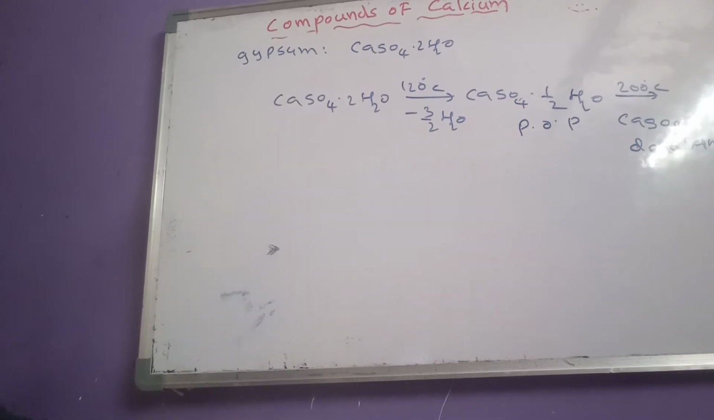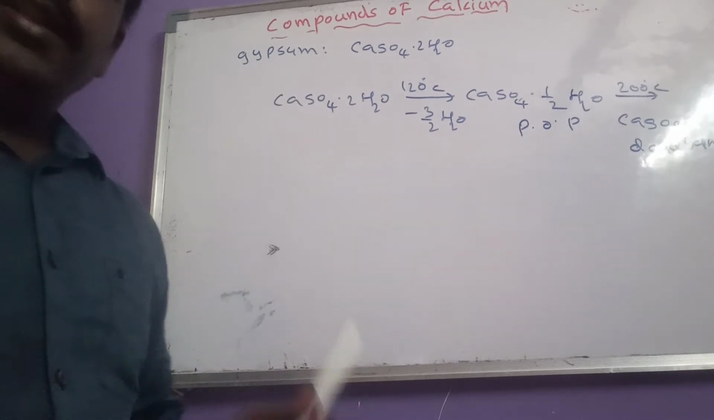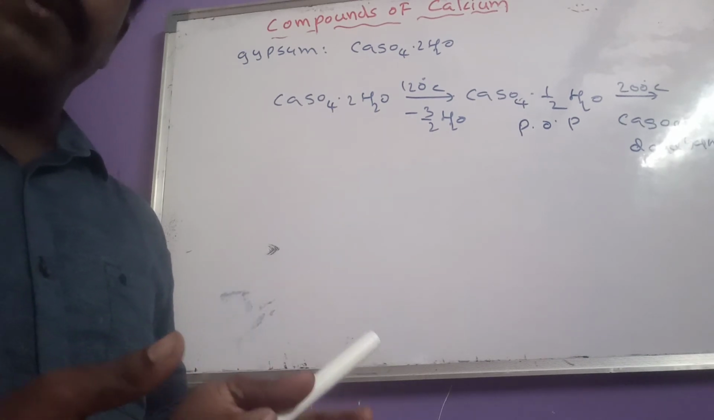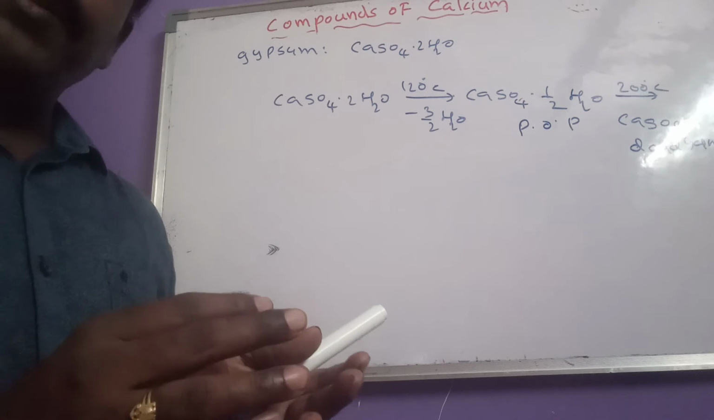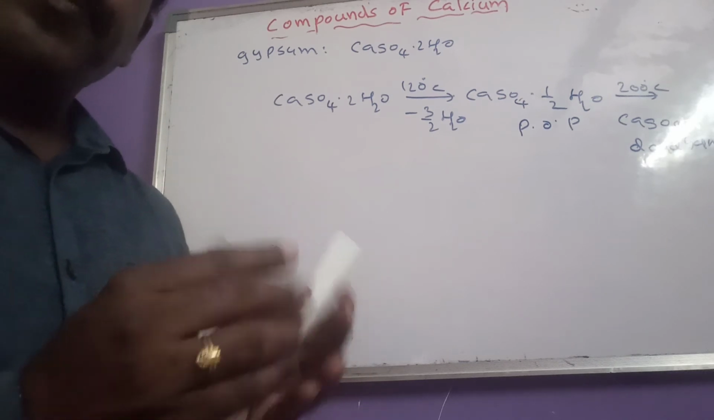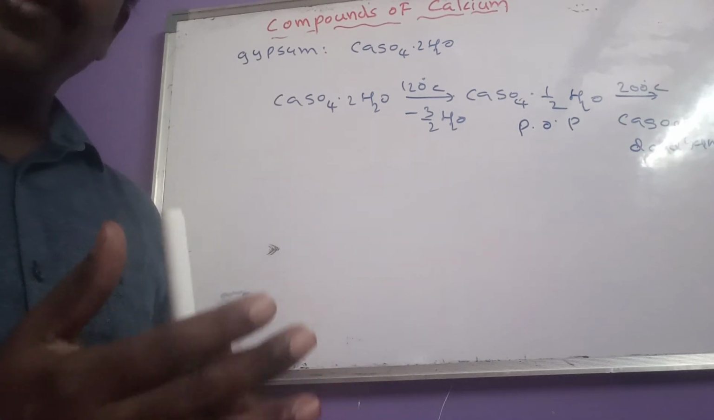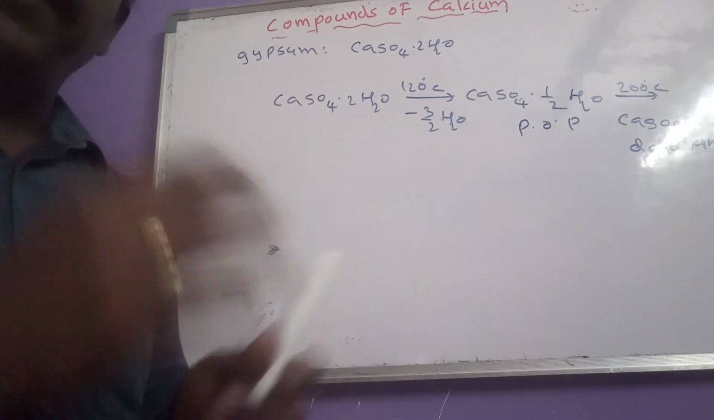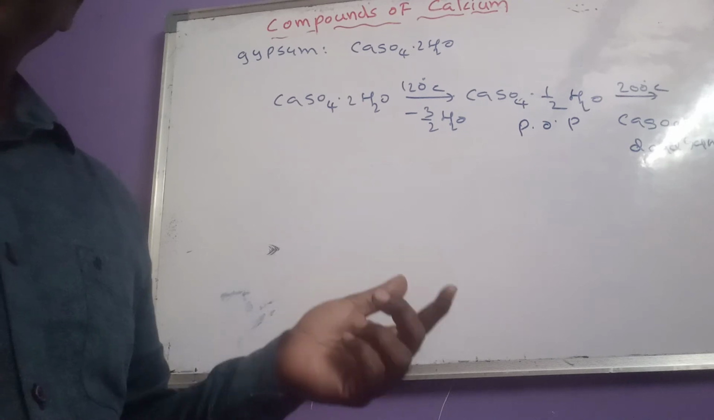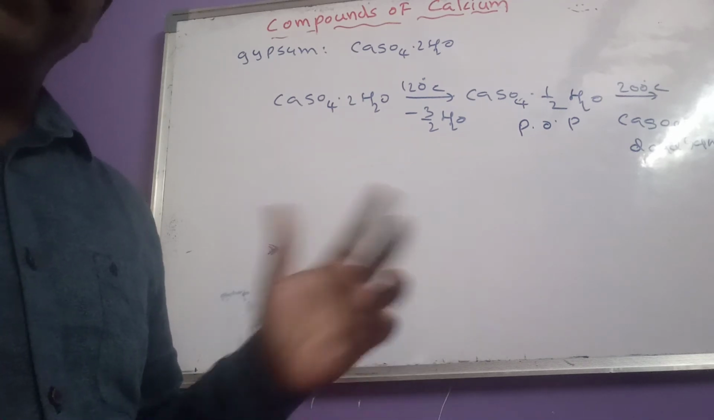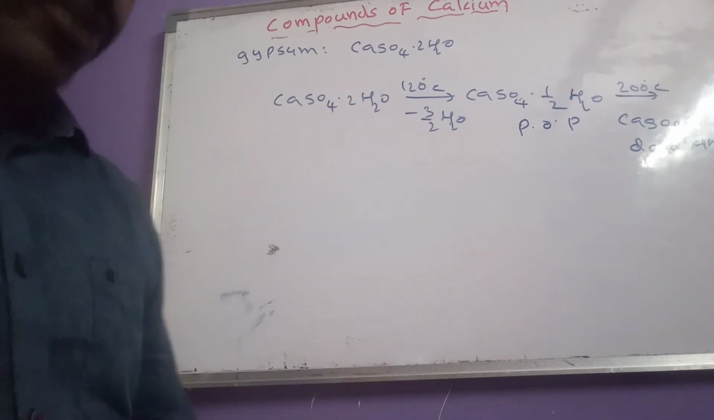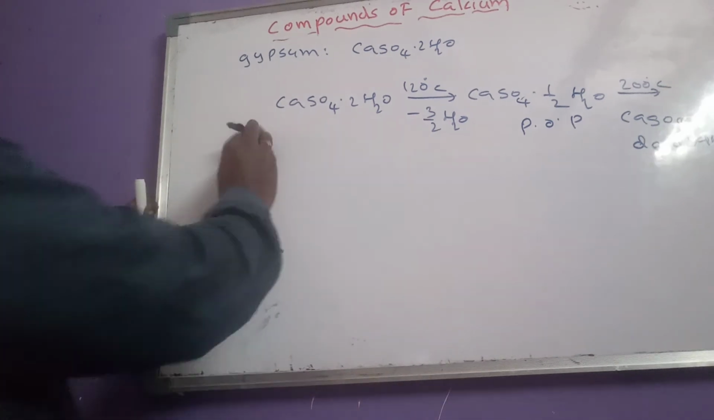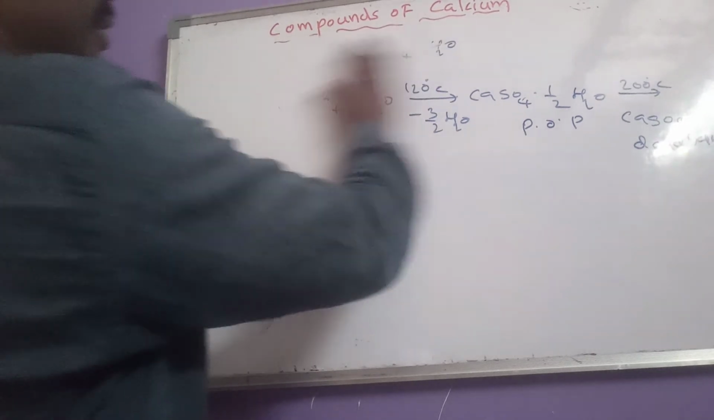Now let us come to the uses of gypsum here. Gypsum is used in the preparation of filter papers, to reduce the size of the pores of the filter paper. And it is used as a fertilizer in agriculture. So these are the uses of gypsum.